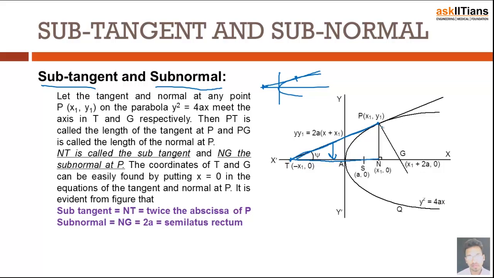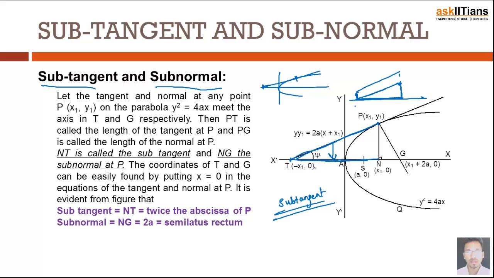What do I mean by projections? If this is a tangent, just put its projection on the x-axis, or this length. One point is already here, so you just need to project the other point perpendicularly on the x-axis, or whatever the axis of the parabola is. That way you can know the subtangent. There are various ways by which we can know.